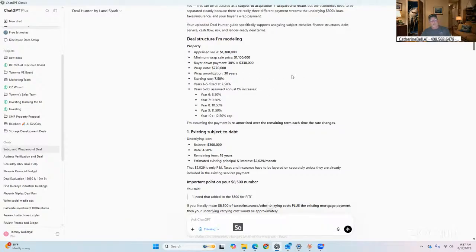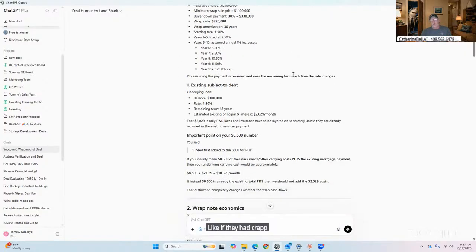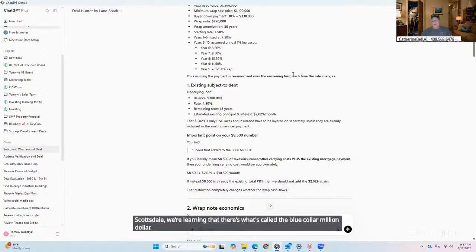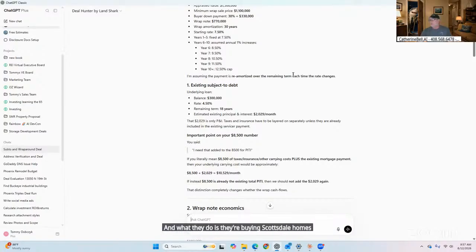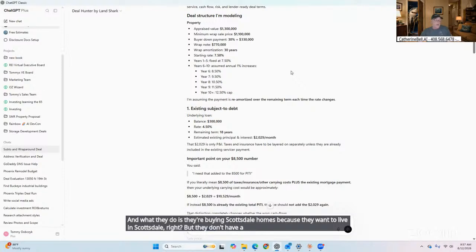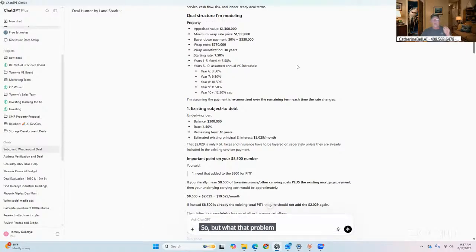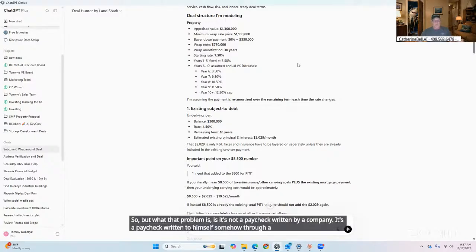So I'm getting the starting rate, and I can base that on their credit too. I can adjust the rate up if they had crappy credit. Out here in Scottsdale, we're learning there's what's called the blue collar $1 million. They're buying Scottsdale homes because they want to live in Scottsdale, but they don't have a W-2, a doctor's paycheck, or a lawyer's paycheck. They have an excavator's paycheck, which is actually higher than the doctor and the lawyer now. But it's not a paycheck written by a company. It's a paycheck written to himself somehow, through a W-2 or a W-9 or some other way that's not bank friendly, as we'll call it.